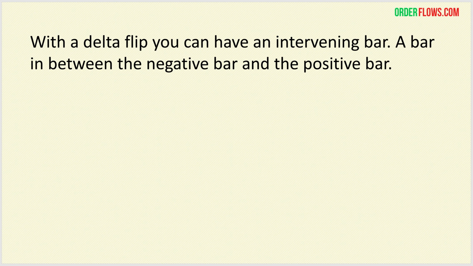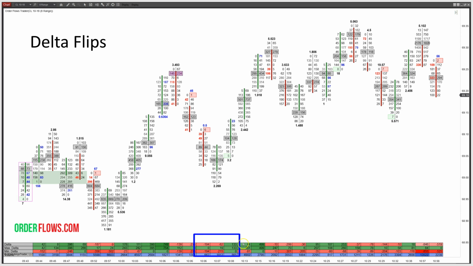Now, with a delta flip, you can have an intervening bar. What I mean by intervening bar is a bar in between the two bars I would look at for the delta flip. So it's either going to be in between the negative bar and the positive bar, or the positive bar and the negative bar. And this is what I mean.